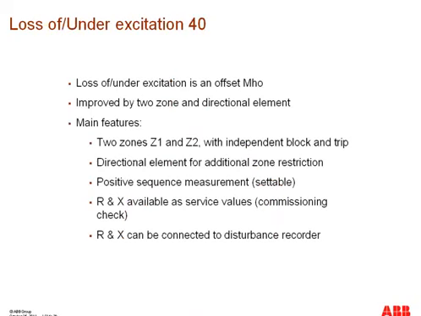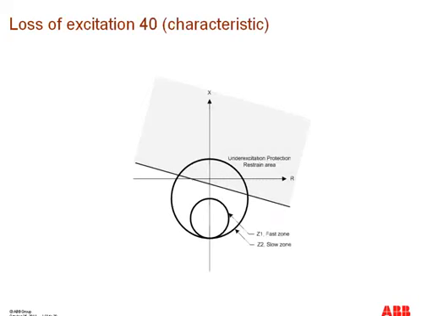The loss of field or under excitation protection has an offset MHO characteristic, and it essentially has two zones, Z1 and Z2, which are combined with the directional element, and it measures the apparent impedances seen out from the generator. And we will have a look at it. As you can see right here, these are the two zones, offset MHO characteristics, and this is the blinder zone for the restraint area for this under excitation protection.